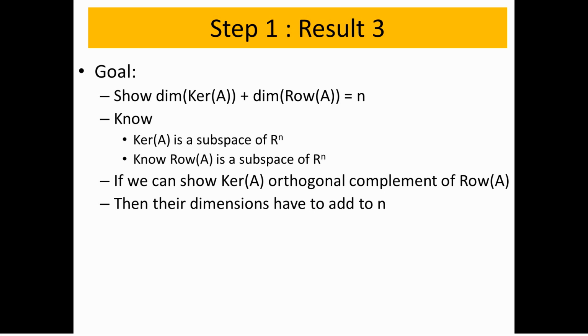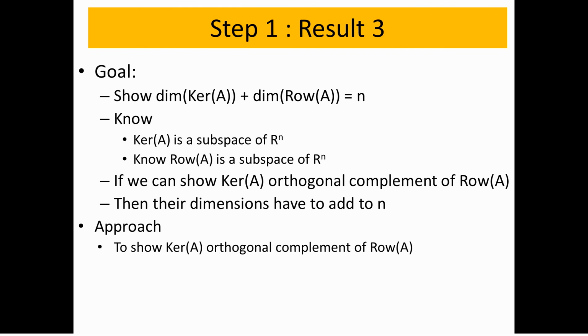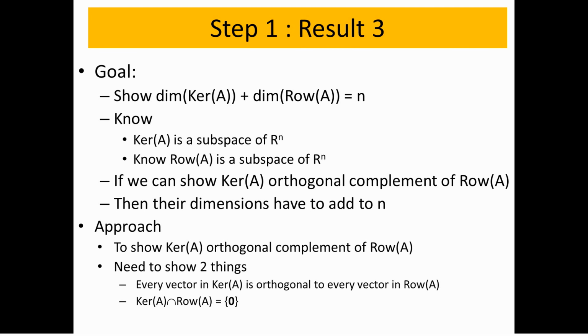Now, to show the kernel of A is the orthogonal complement of the row space of A, we have to show two things, right? First, we need to show that every vector in the kernel of A is orthogonal to every vector in the row space of A. And then we need to show that their intersection is only the zero vector. And that's sufficient. So let's go ahead and do that.